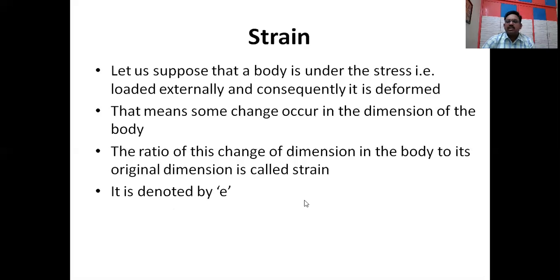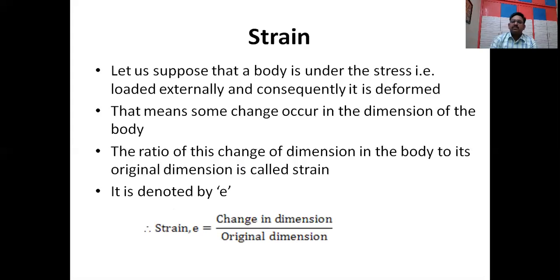It is denoted by the letter e. e represents strain. Therefore, if you want to give a formula, strain e is equal to change in dimension divided by original dimension. So this is what a strain is.